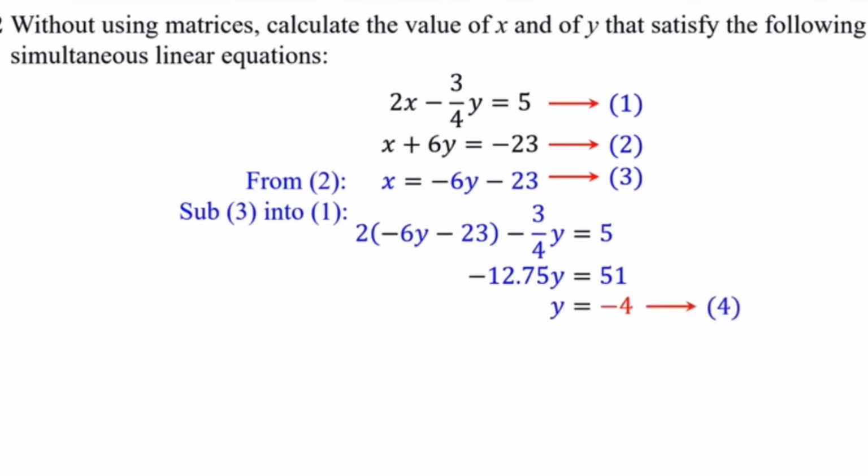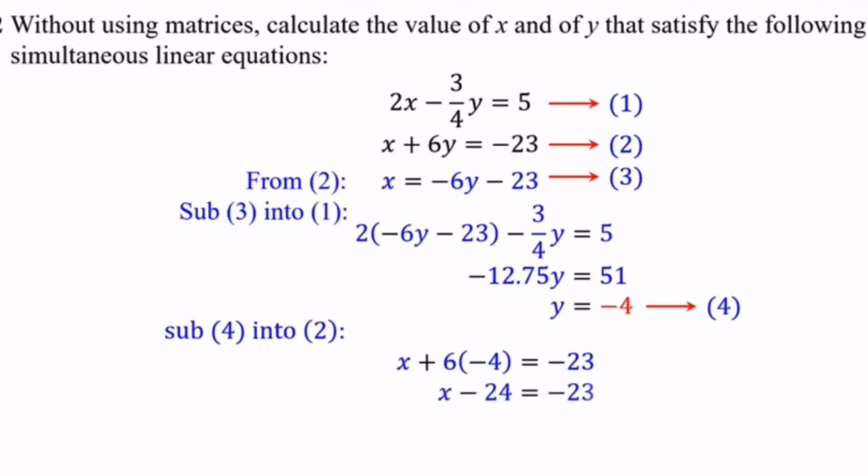So this is number 4. In order to find your x, you have to substitute your y into equation number 3. Finally, you will get the answer for x. So x is negative 6 times negative 4 minus 23. So your answer, x is equal to 1.